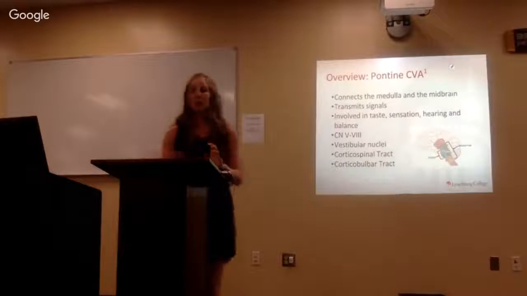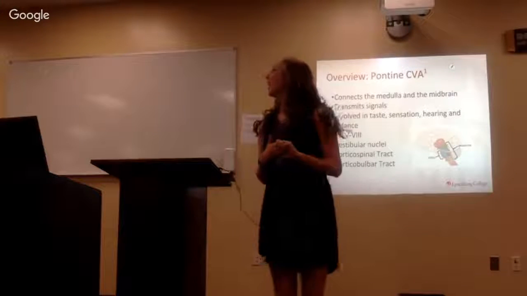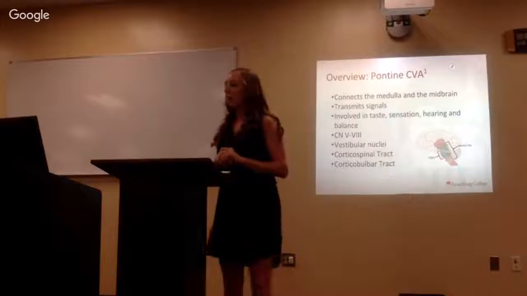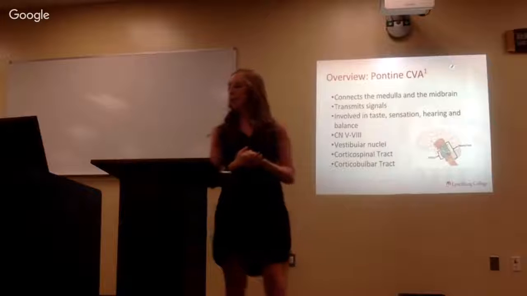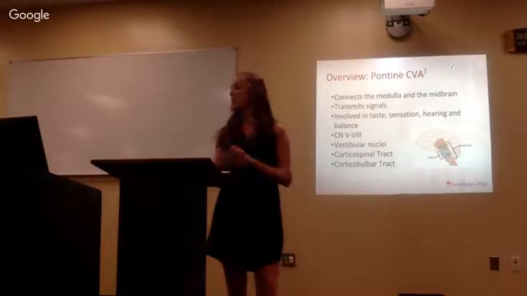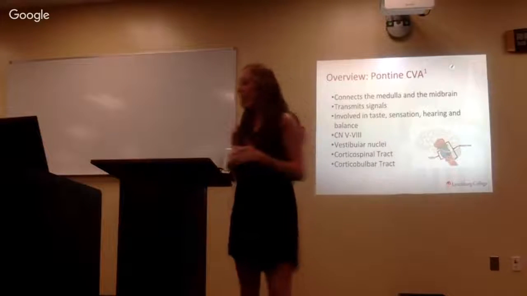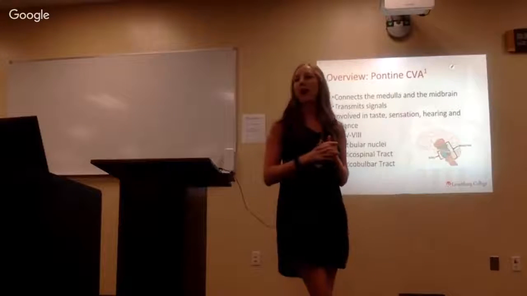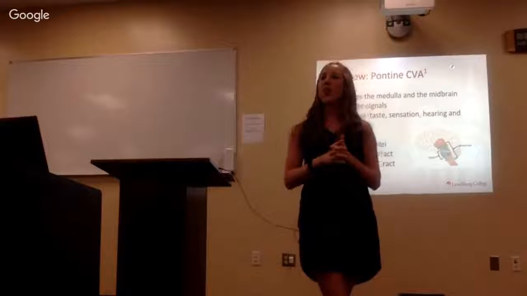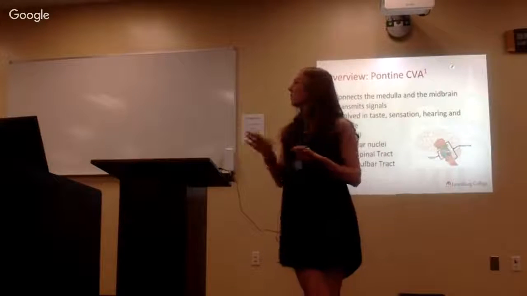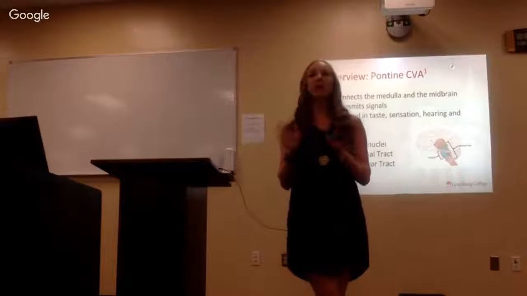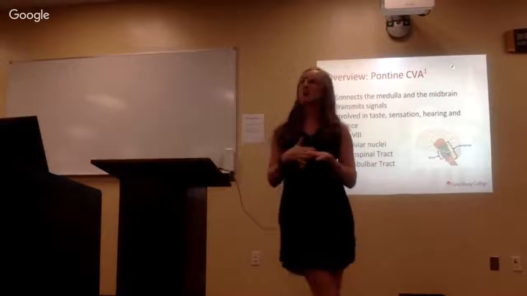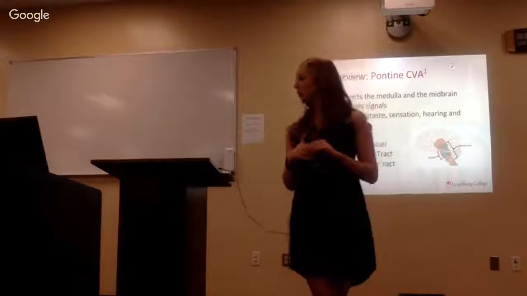So my patient had a CVA in his pons, so a brief overview of a pontine CVA. The pons connects the medulla and the midbrain. It transmits signals to and from other structures in the brain and is involved in pace, sensation, hearing, and balance. We also have cranial nerves 5 through 8 located in the pons. So perhaps he had a little bit of involvement of cranial nerve 8, but by the time I saw him for his acute care evaluation, all signs and symptoms of dizziness and vertigo had been resolved.